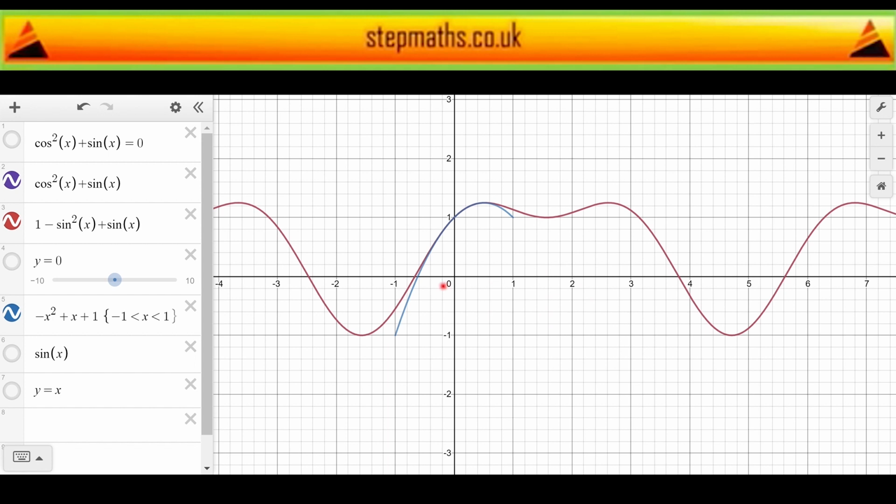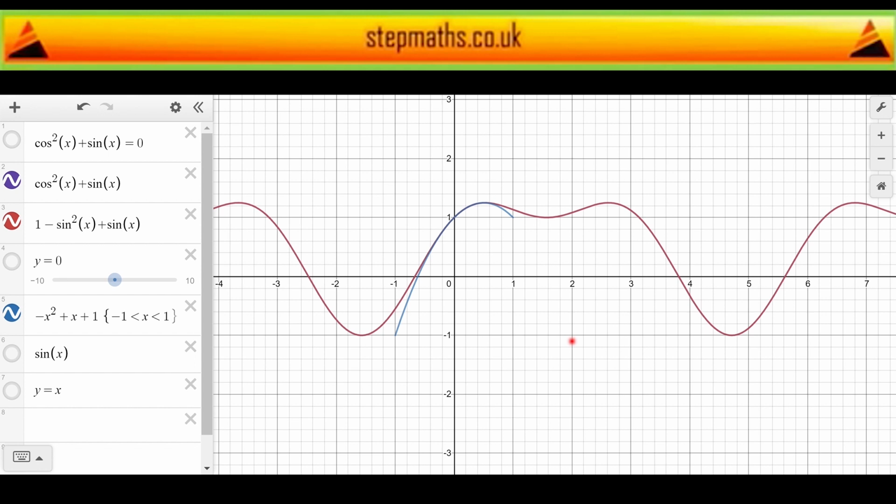So now we know that the solution to this equation is sine theta equals around minus 0.6, or to be more precise, from the solution video, sine theta equals 1 minus the square root of 5, all over 2. We've discounted the solution for sine theta equals 1 plus the square root of 5, all over 2.